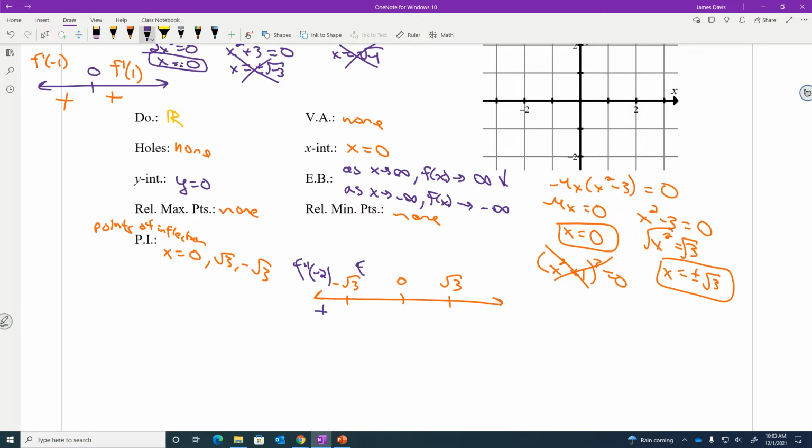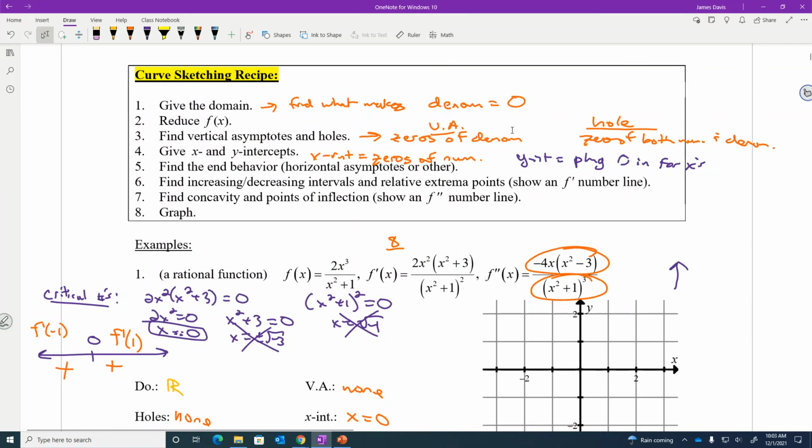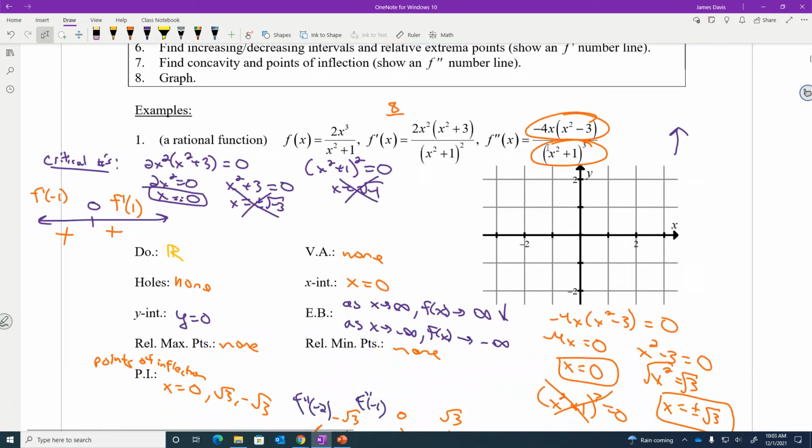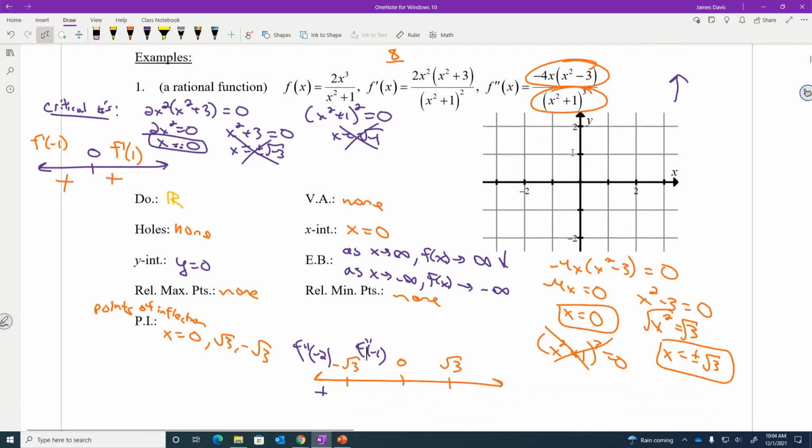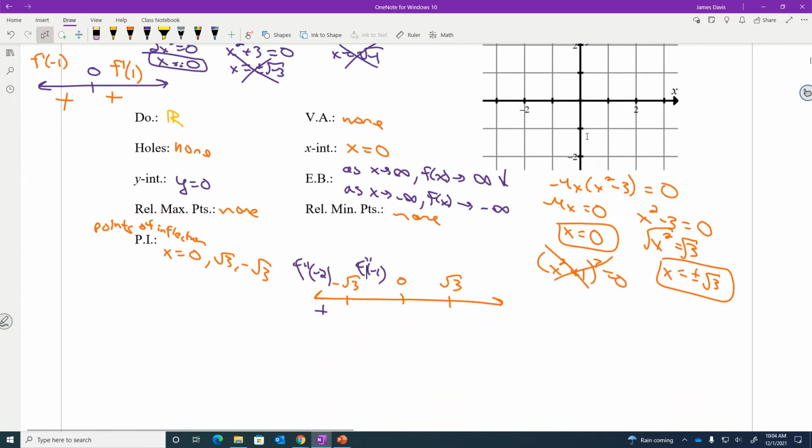If we choose f double prime of negative 1. Alright, so in here, negative 1 will give you a positive times a negative on top, right? This negative 1 squared minus 3 will be negative. So we get negative on top, and the bottom will be positive. So negative over a positive would be a negative.